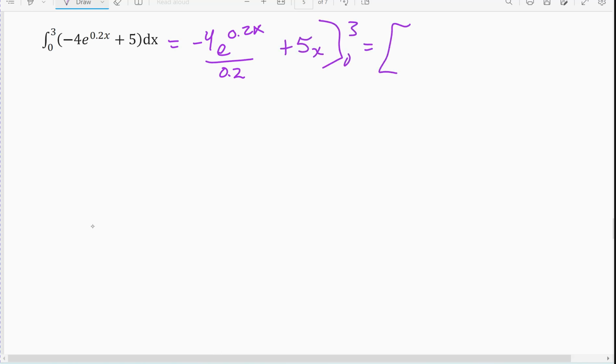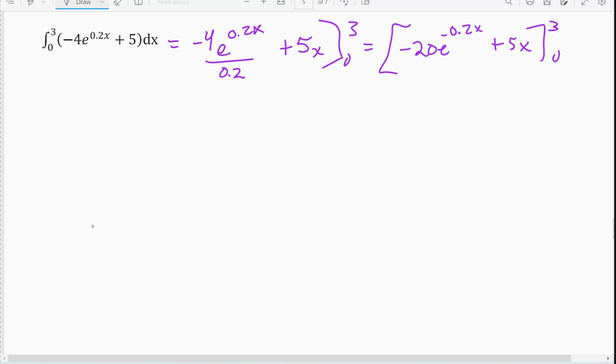And then I'm going to simplify. You don't have to since you're going to plug 0 and 3 in, but I just think it's easier to actually plug it in when I simplify. This would be negative 4 divided by 0.2, so multiply by 5, so negative 20. Negative 20 e to the negative 0.2x plus 5x from 0 to 3.